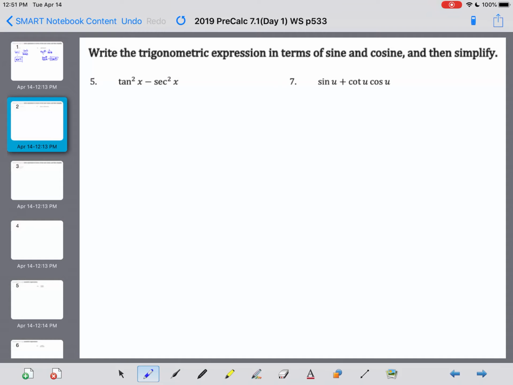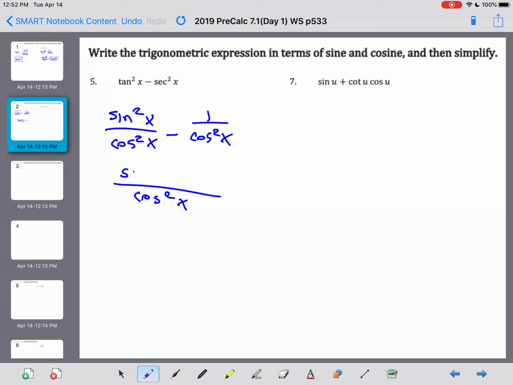We're supposed to write only in terms of sine and cosine and then simplify. So again here, tangent squared is sine squared x over cosine squared x. Secant squared is 1 over cosine squared x. Okay, I do have a common denominator of both of these here. So my common denominator is cosine squared x, excuse me. And then here we just do that.